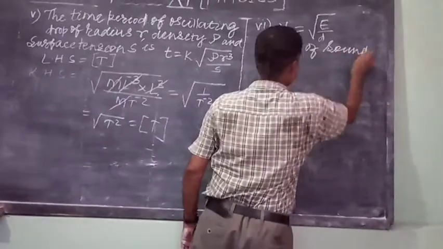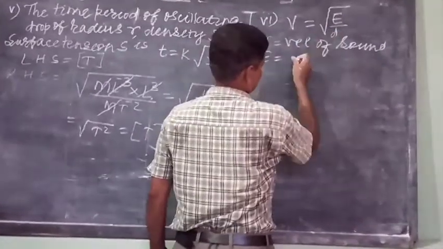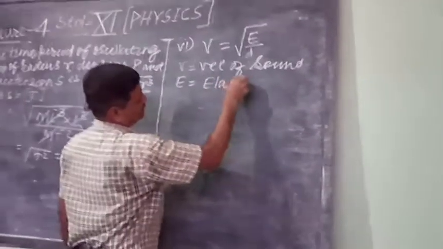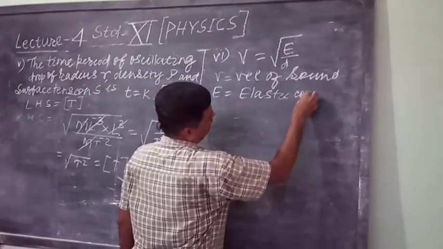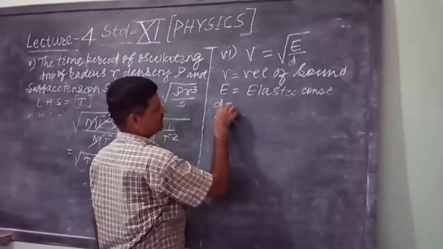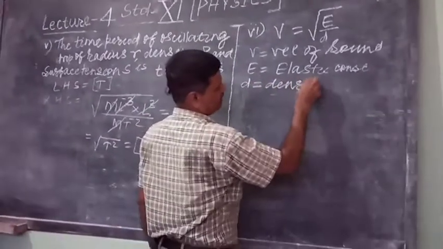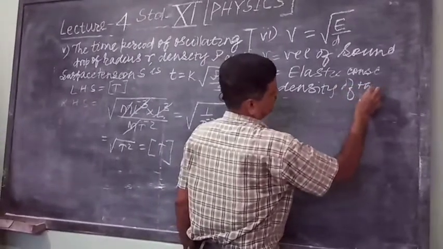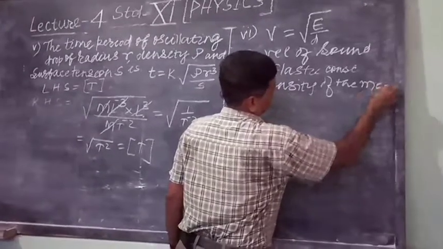and this E represents the elastic constant. And this d indicates the density of the medium. These are the only three terms.